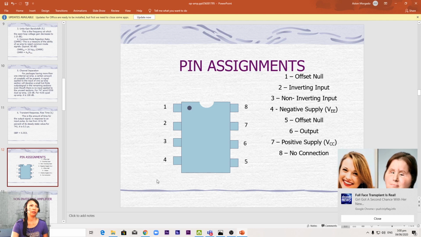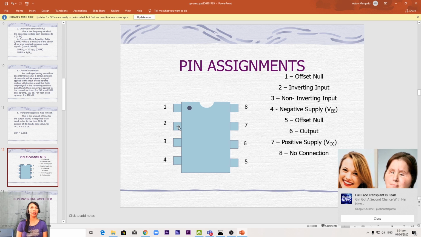First pin is offset null. Pin 2 is the inverting input, or the negative input. Pin 3 is the non-inverting input, or positive input. Pin 4 is the negative supply. So if we're going to use a battery, you connect a -9. You may use two batteries, one for negative and one for positive.